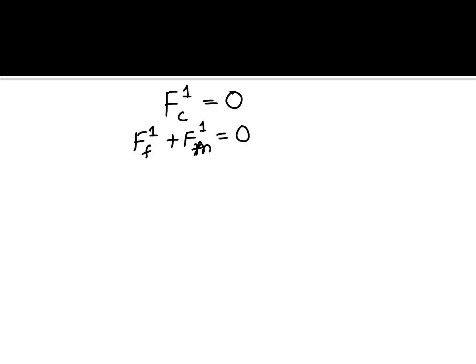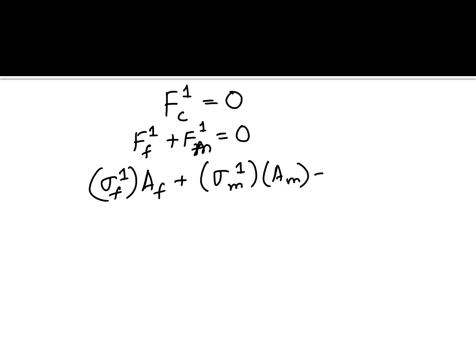The force in direction 1 will be the stress in direction 1 times the area of the fiber, plus the stress in the matrix in direction 1 times the area of the matrix, which will be equal to 0. However, we can write it in terms of volume fraction by multiplying each term by t, the thickness, and then dividing by the area of the composite times t, which is the volume of the composite.